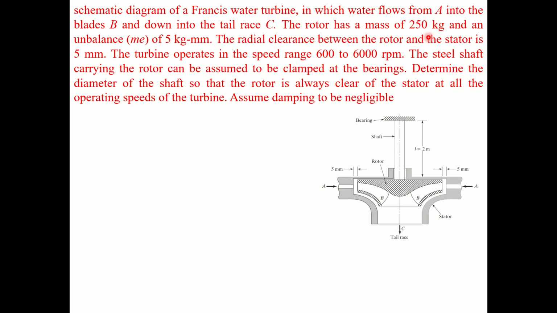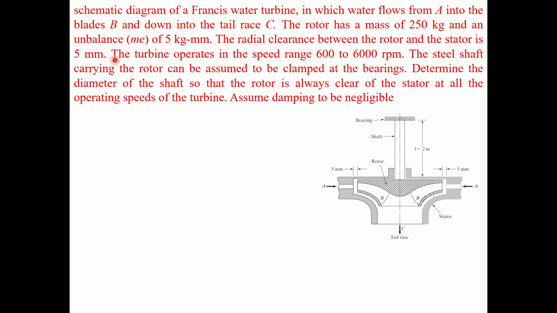The rotor has a mass of 250 kg. There is an unbalanced mass m e of 5 kg/mm, due to some manufacturing process or other defects. The radial clearance between the rotor and the stator is 5 mm. The turbine operates in the speed range of 600 to 6000 rpm.